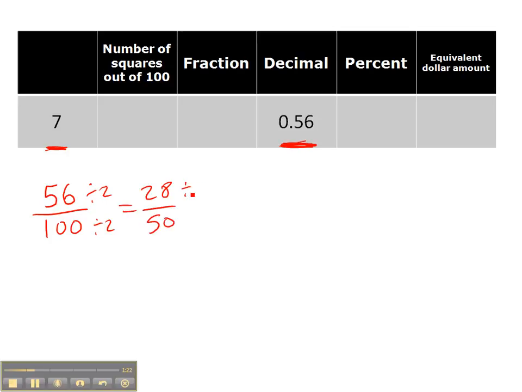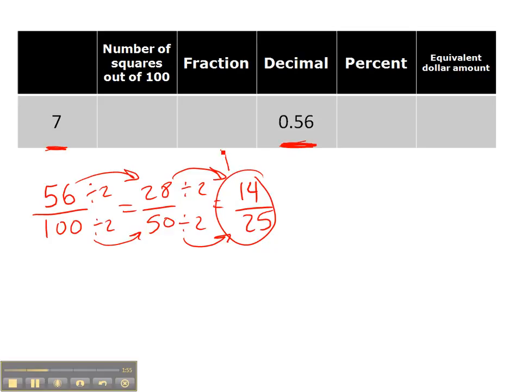So I can divide by 2 again, and I get 14 over 25, 14 25ths. Now 25 is 5 times 5, and I know 14 does not have 5 as a factor because it doesn't end in 5 or 0, so we're done with our simplifying. Notice I simplified in 2 steps. You can simplify in 1 step if you know the greatest common factor of these numbers, which would have been 4 in this case. But you can do it as many steps as it takes as long as you're careful with your work. Okay, so the fraction form of 56 hundredths is 14 25ths.